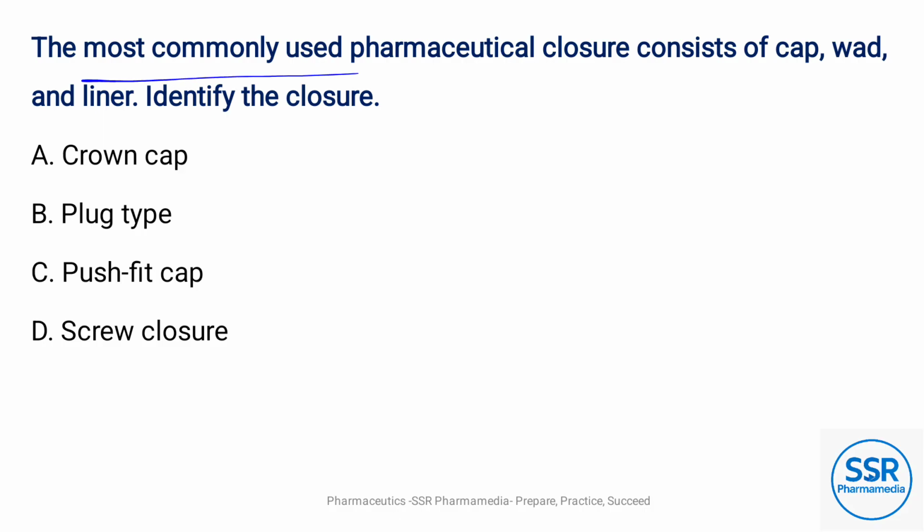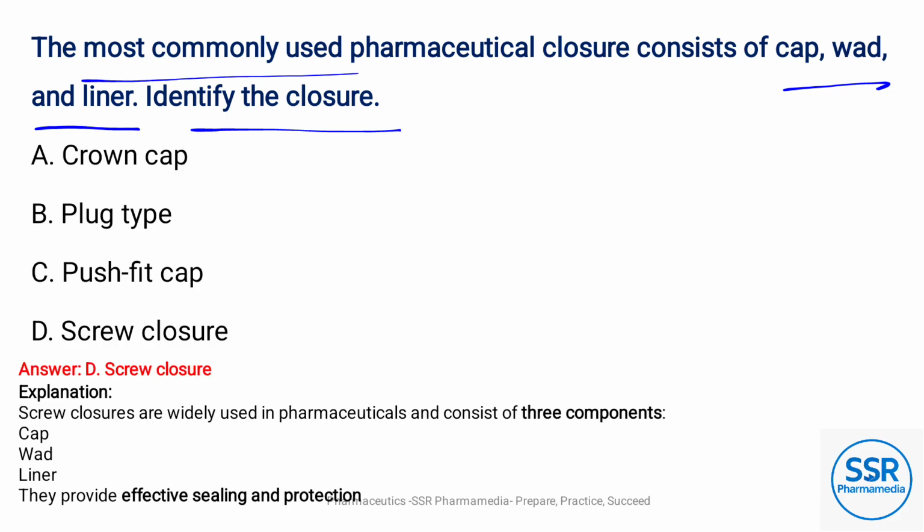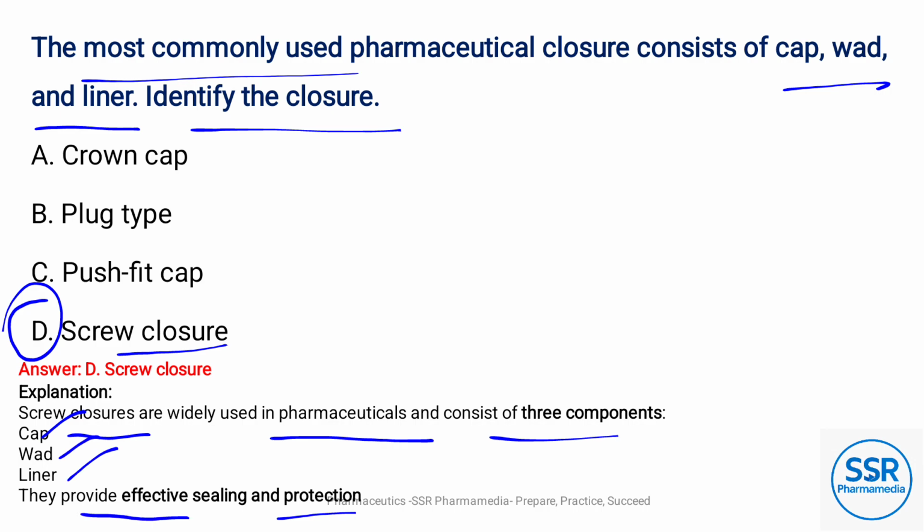The most commonly used pharmaceutical closures consist of cap, wad, and liner. Identify the closure. The answer is option D, screw closures. Screw closures are widely used in pharmaceuticals and consist of three components: cap, wad, and liner. They provide effective sealing and protection.